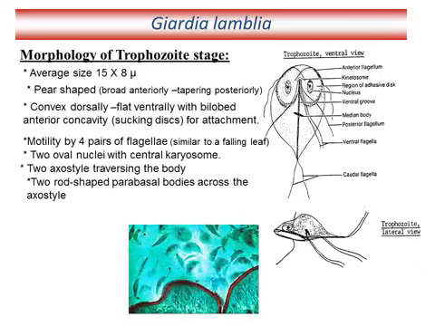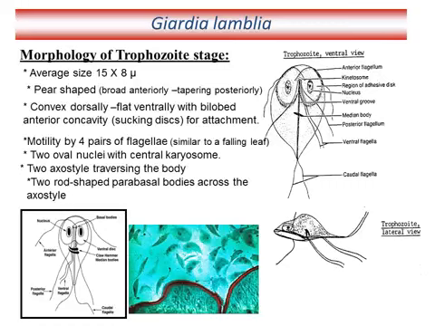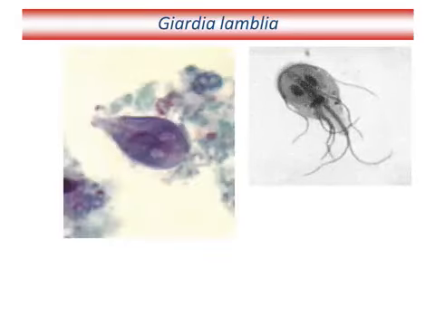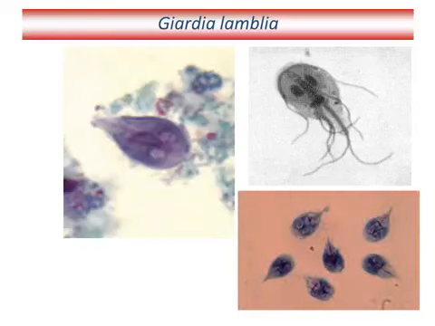This picture shows the surface of the intestine and the infective Giardia trophozoite, and this is another drawing of the trophozoite. These are pictures of Giardia lamblia trophozoites in a stained smear.